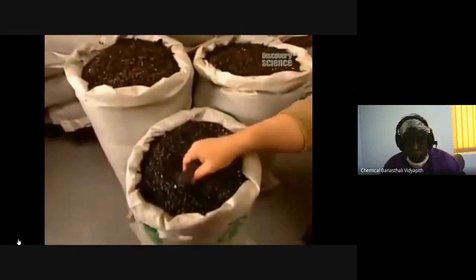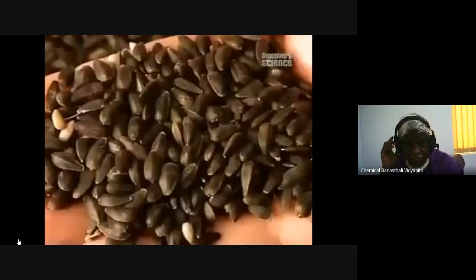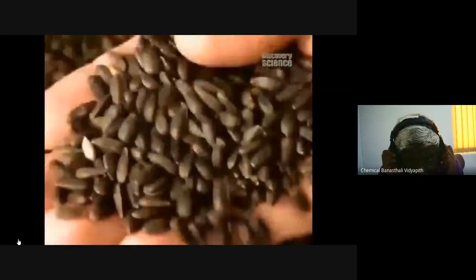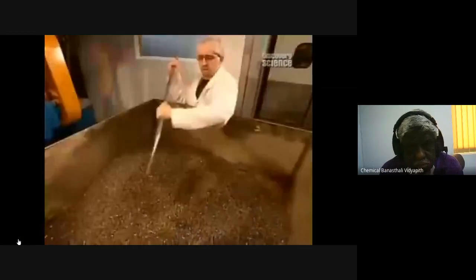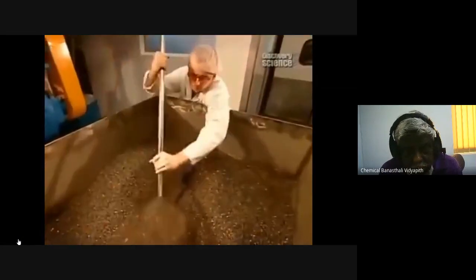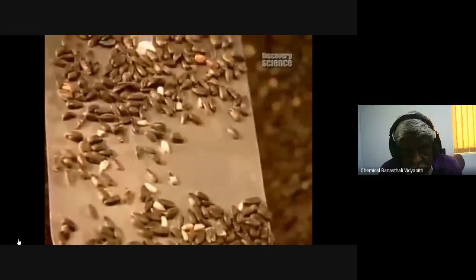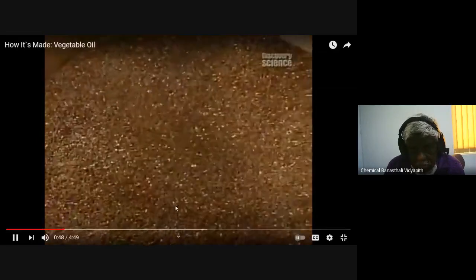The whole process starts with seeds, in this case a dark variety of sunflower seed. Cold pressing yields less oil than other methods, so it's usually just smaller specialty companies that use the process. The big vegetable oil makers tend to use solvents and high-pressure, high-speed presses. That's much more productive, but it also generates heat, which darkens the oil and diminishes its flavor and nutritional value.